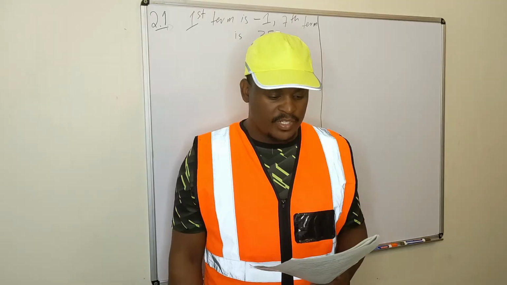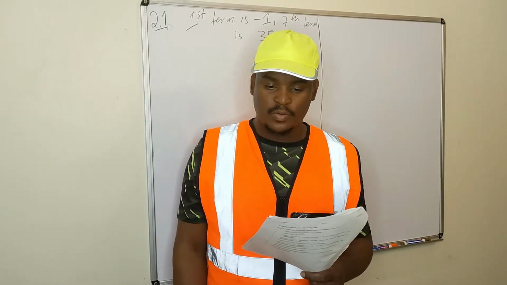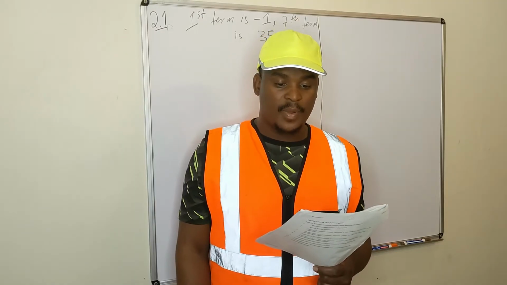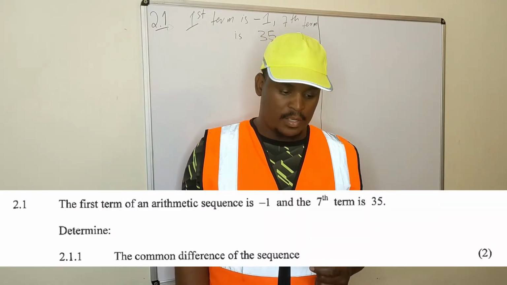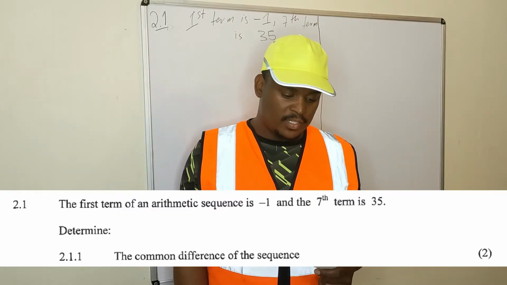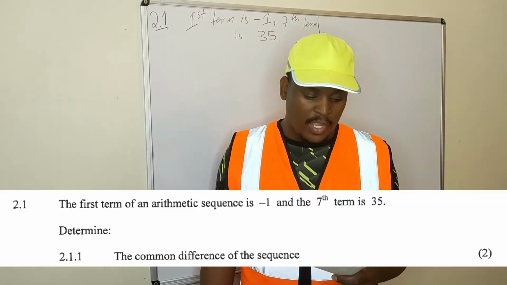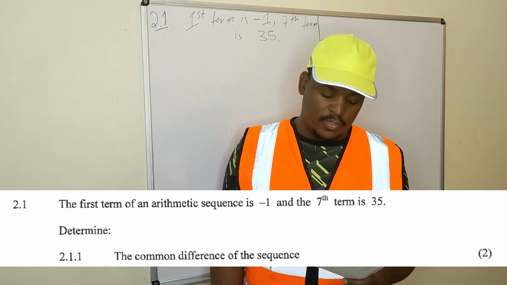In this video, I'll be doing question 2 of the May-June 2022 question paper, Mathematics Paper 1. This is our patterns section. I'll read the question 2 statement and then answer the questions that follow. Question 2.1 reads as follows.